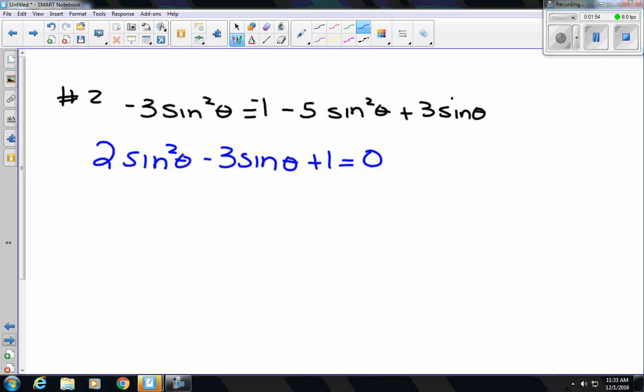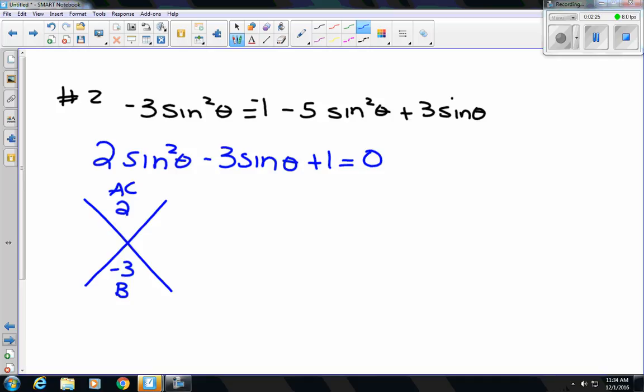Okay. I need to factor this. And so I set up the X method. Up top is AC. What's AC? 2. What's B? It's -3. Because you need to factor it like a trinomial.